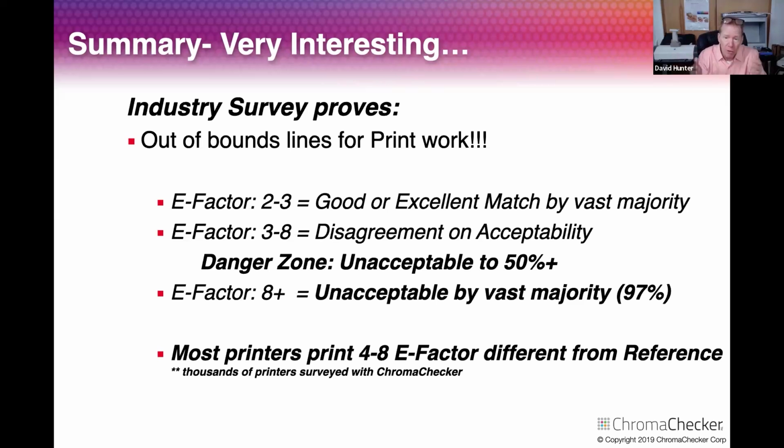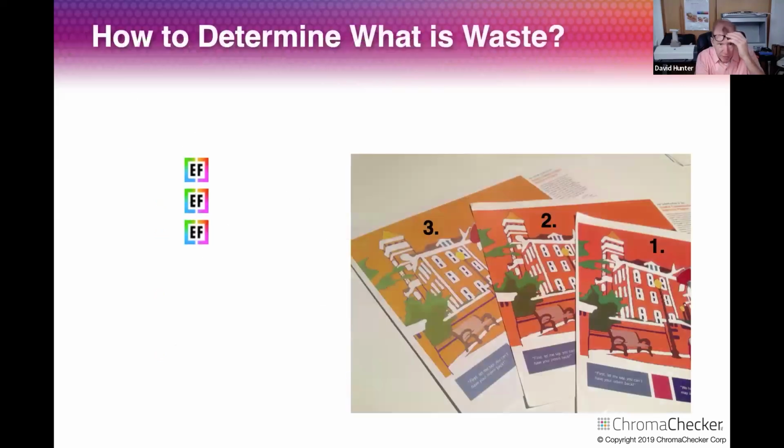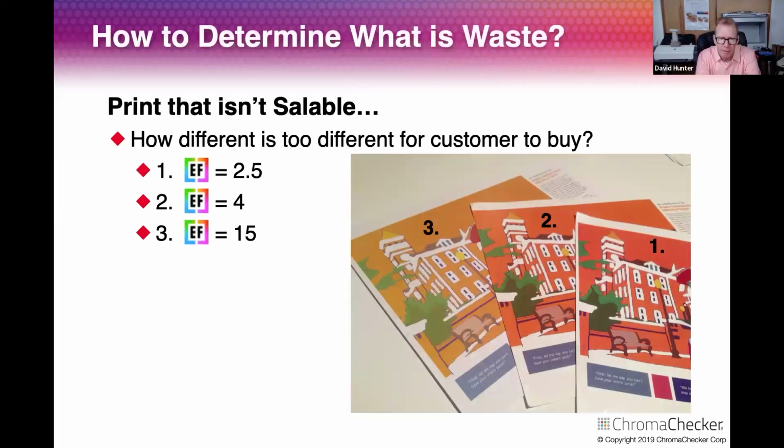And guess what? Most printers print between a 3 and an 8. So this is where you're crossing your fingers that when you print this job, the customer is going to accept it. So how do we address that? Well, we address that by defining what's too different. So if one is 2.5 to Grackle, and the second sample on the right is 4 to Grackle, and the third sample is 15 to Grackle, I think you could quickly say that no customer is going to accept number 3. And depending upon the customer, hopefully they accept 2 and 1.